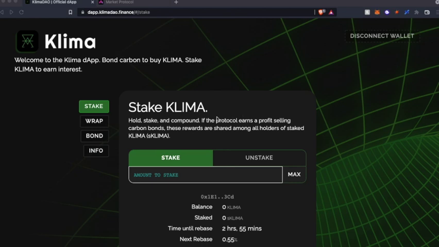So this is one of the DAOs, or the so-called DeFi 2.0, which is actually attempting to change the world. Right, so I'm pretty bullish on this project and I really like it.